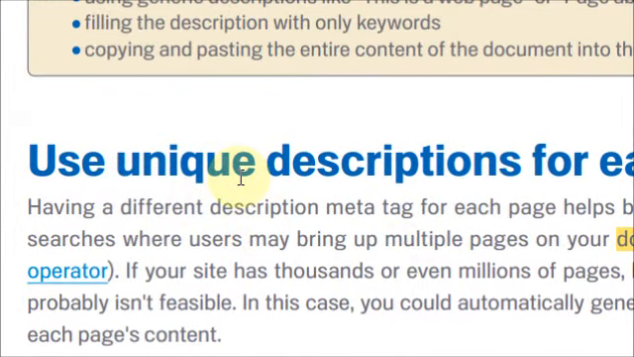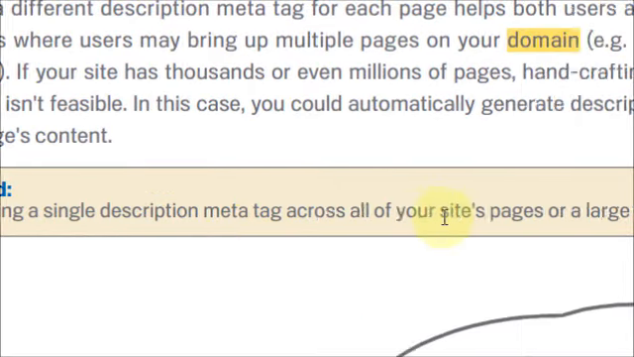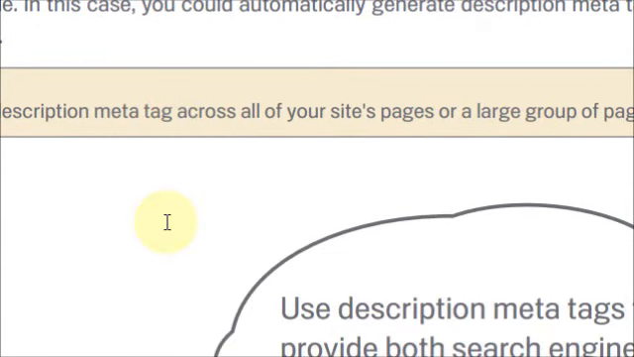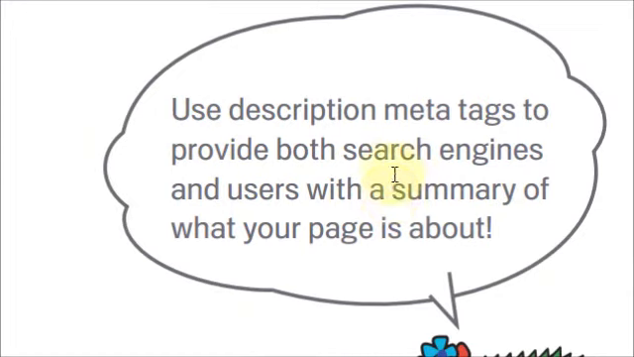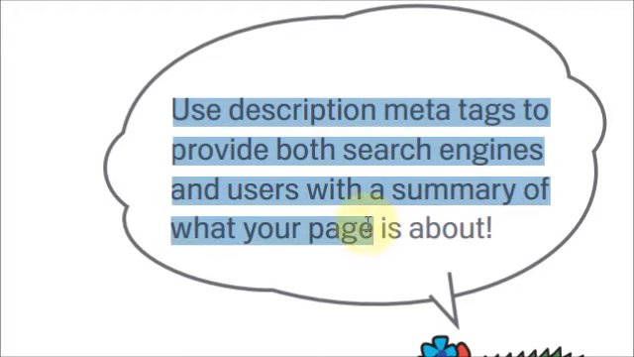And once again, we get here to uniqueness. We talked about unique titles for each page and post. It also applies to descriptions. A unique description for each page or post. One of the things to avoid is a single description across all your site pages. So basically, a unique description. Here we go, it's a great summary right here: use description meta tags to provide both search engines and users with a summary of what your page is about.